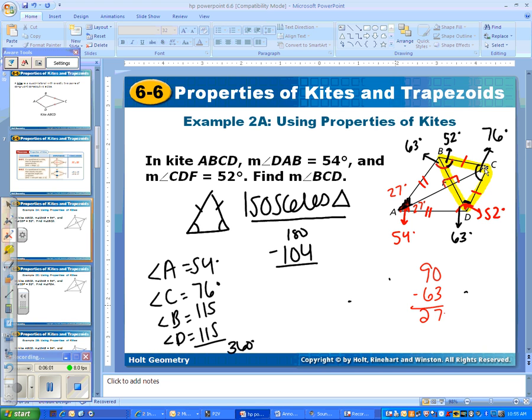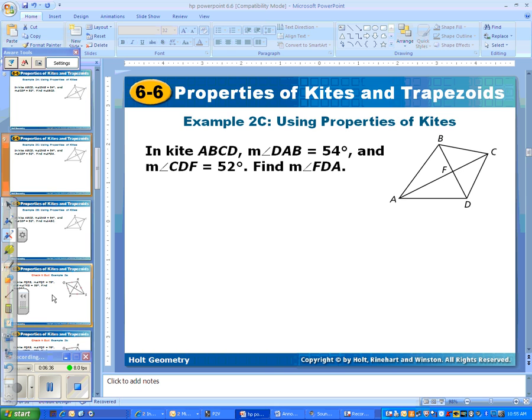So looking just at the right triangle this time, we know that this is a right angle, that's 90 degrees. We know that this angle is 52 degrees. So what's 90 minus 52? That's 38. So this angle is 38. The whole angle is 76. So 76 minus 38, oh my gosh, that's 38 degrees too. So there's lots of cool things that happen to the kite. What we just realized is that the angles that are not congruent to each other are going to be bisected by the diagonal.